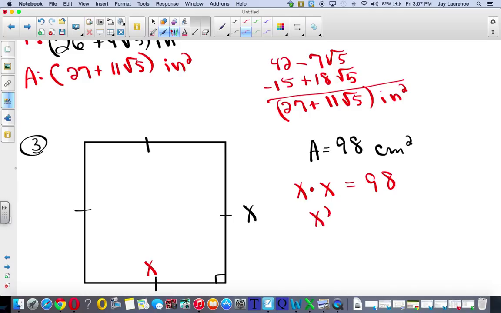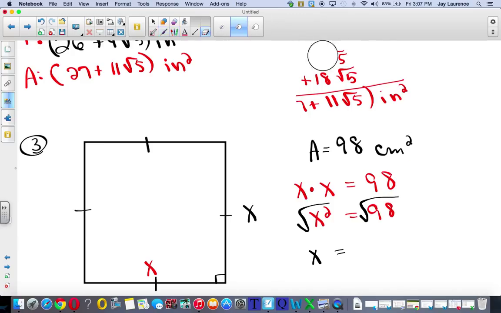Well, x times x is x squared, right? So x squared has to equal 98. Well, how do you undo an exponent? You use a root. Since it's squared, we use the square root. But we're actually only using the rad because we're only interested in the positive square root. We don't care about the negative. So, rad of 98, I need my perfect squares here.